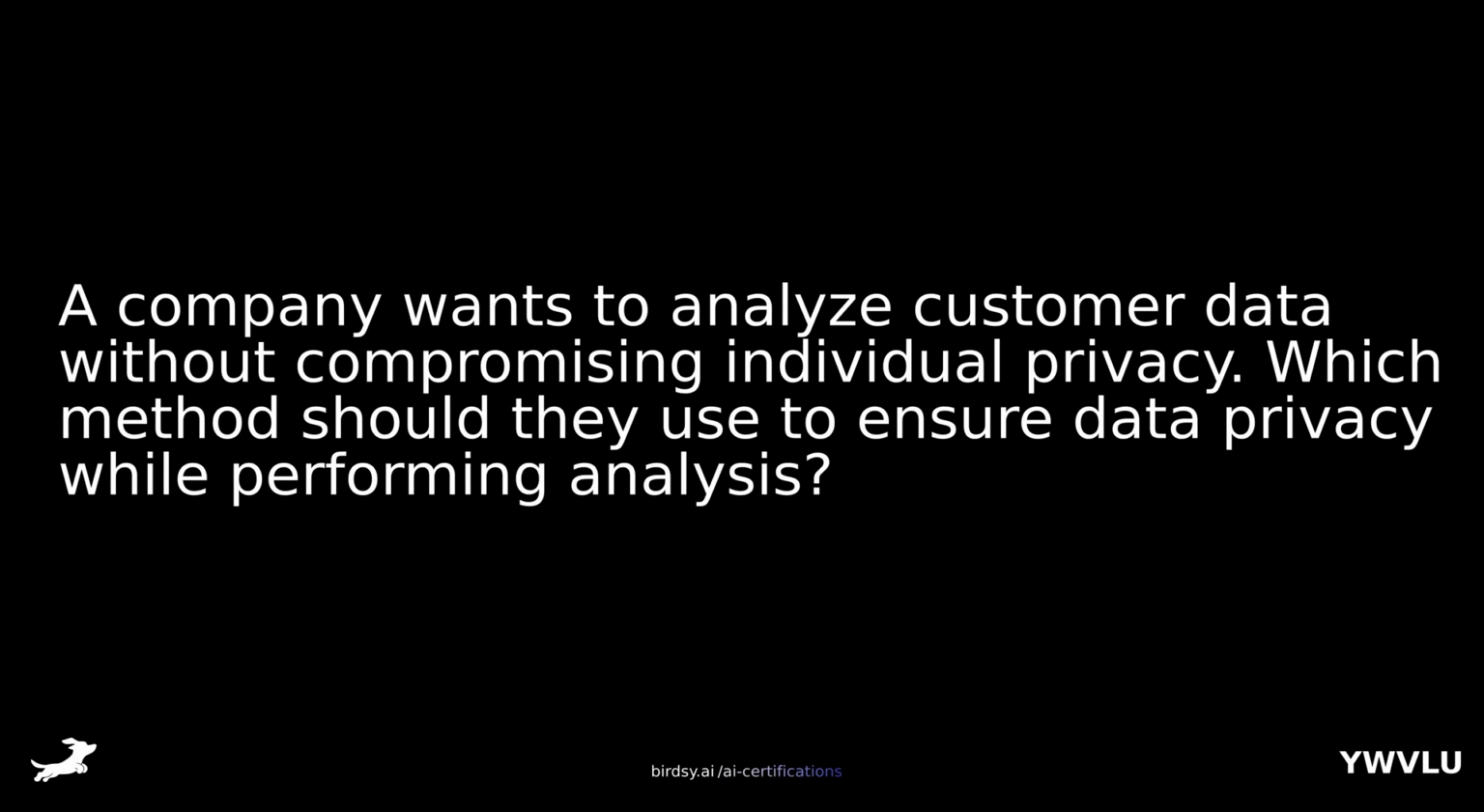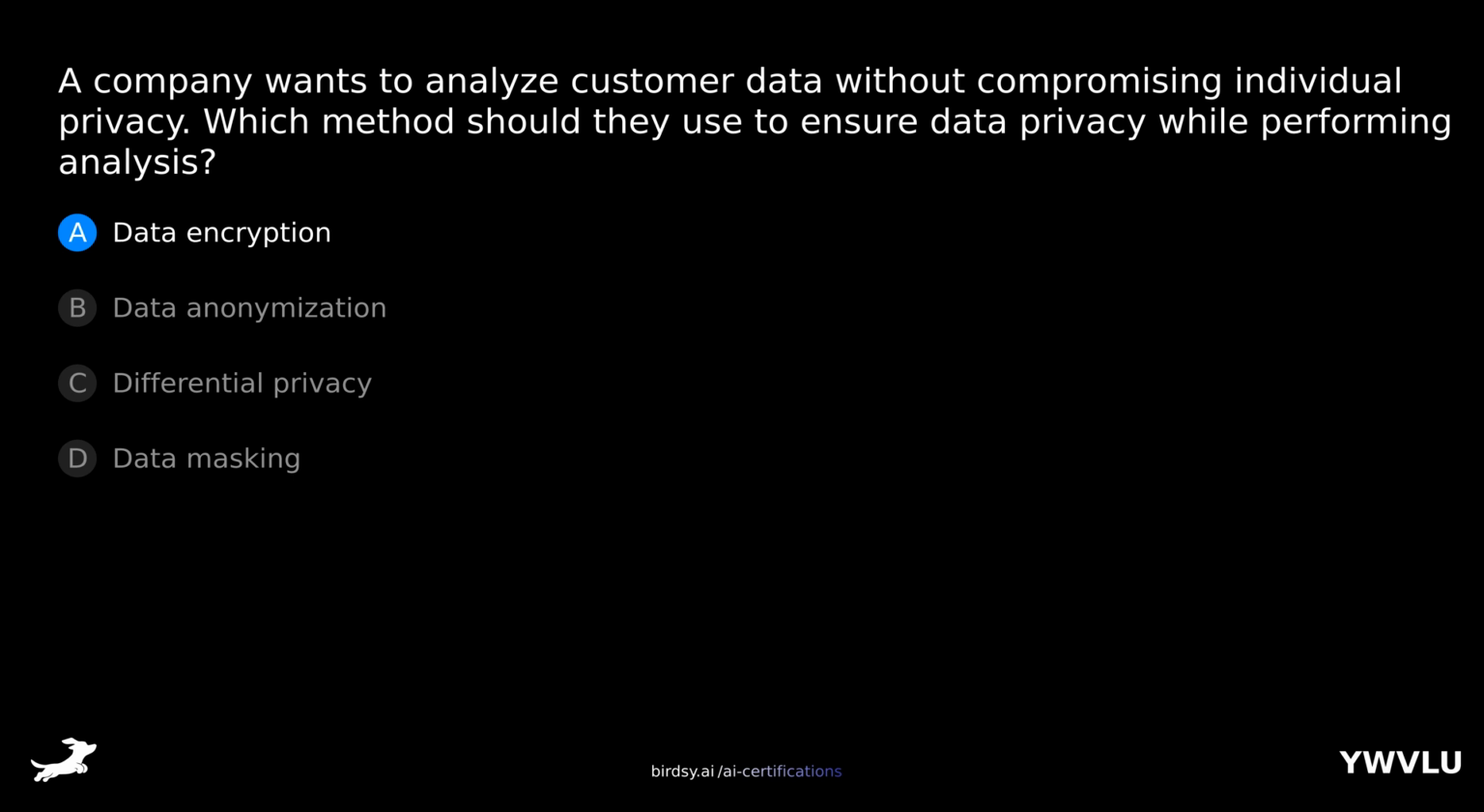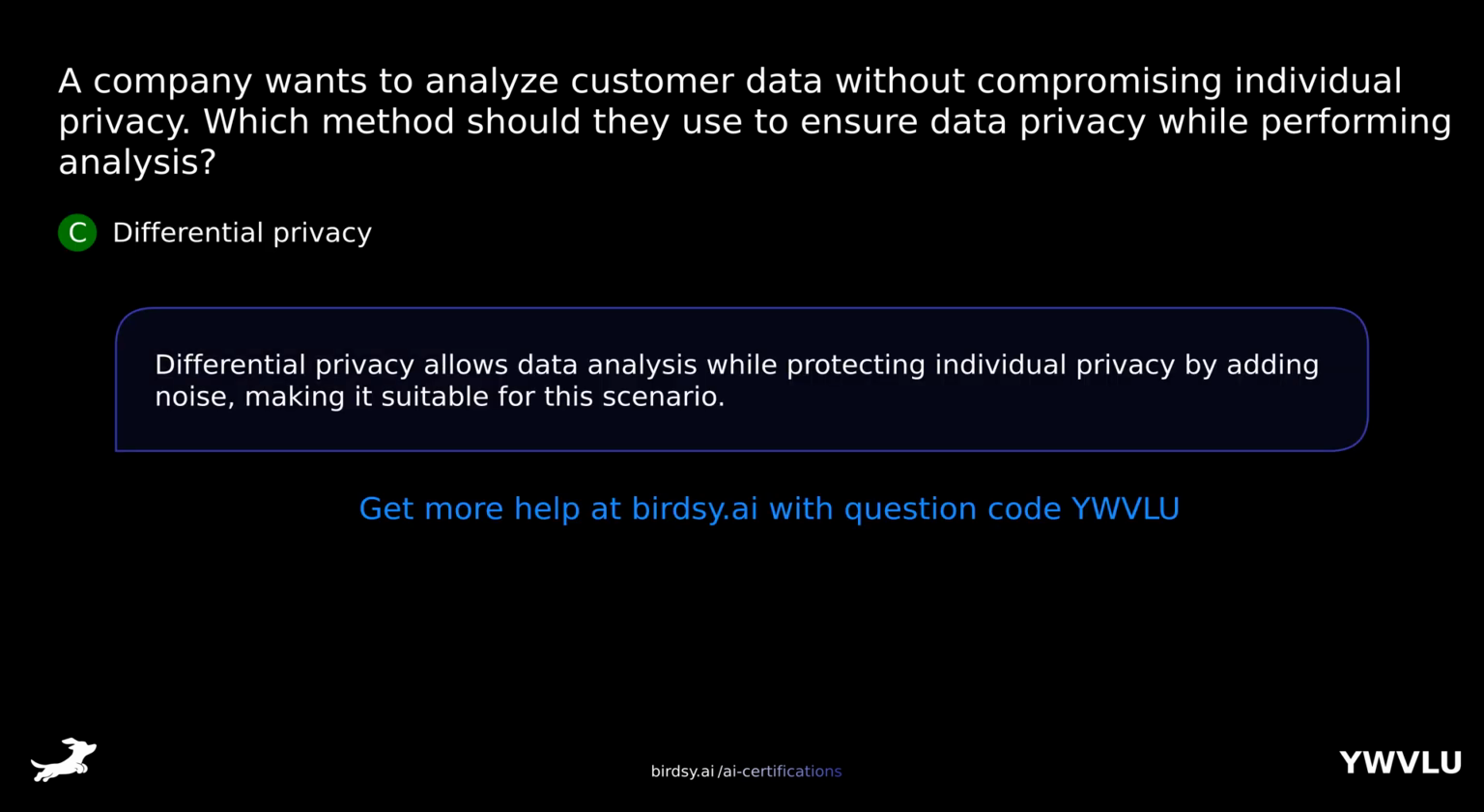A company wants to analyze customer data without compromising individual privacy. Which method should they use to ensure data privacy while performing analysis? Is it A, data encryption? B, data anonymization? C, differential privacy? Or D, data masking? The answer is C, differential privacy. Differential privacy allows data analysis while protecting individual privacy by adding noise, making it suitable for this scenario.